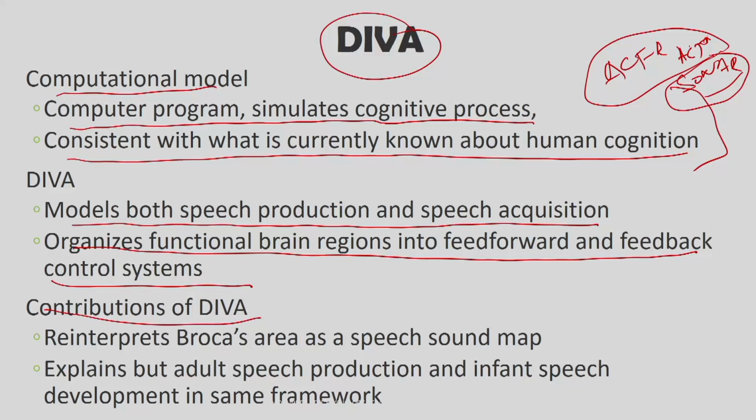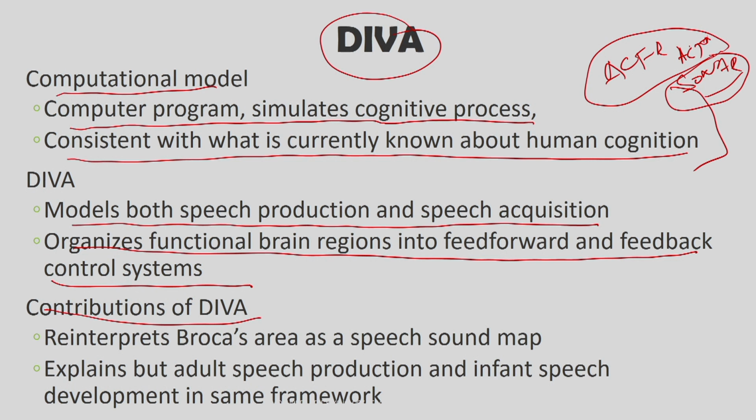Also, the Broca area serves as a speech sound map where any error that the feedback control system detects in the somatosensory or the auditory feedback is sent as information to the speech sound map, which is in the Broca area, where mirror neurons representing speech sounds, whether perceived or produced, are located. So, basically the control map that we have been talking about in the DIVA is in the Broca area. Also, DIVA explains both adult speech production and infant speech development in the same framework.